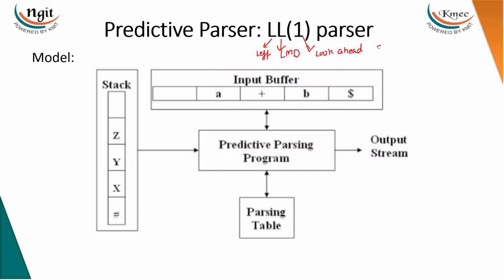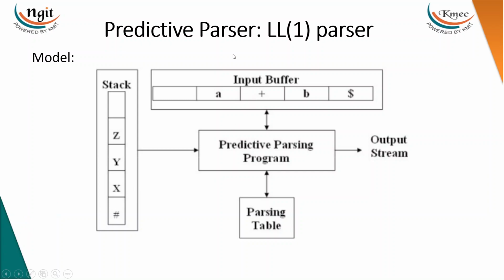Lookahead symbol means while you are reading the input buffer, how many symbols we can read at a time. One means you read only one symbol, two means you can read two symbols at a time, three means three, and so on. And 0 means without worrying about the lookahead symbol, we are just substituting the production. That's the meaning of it.